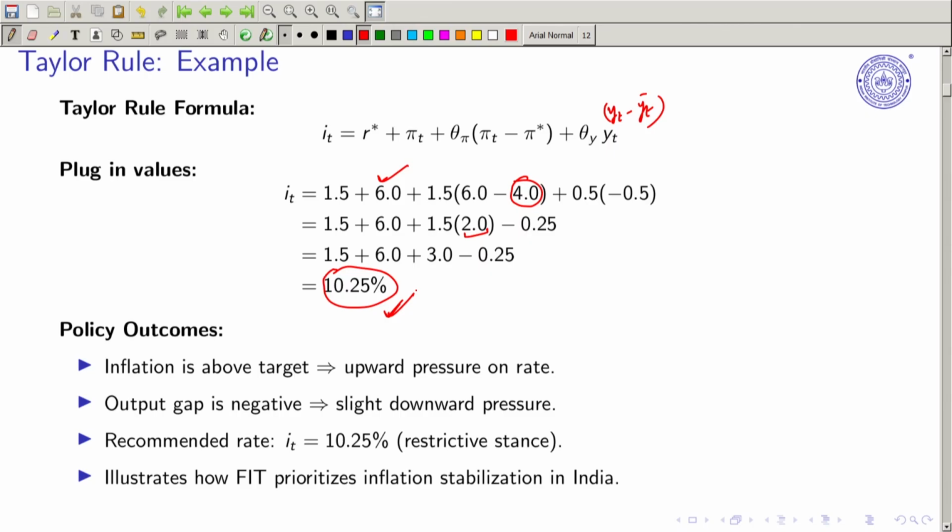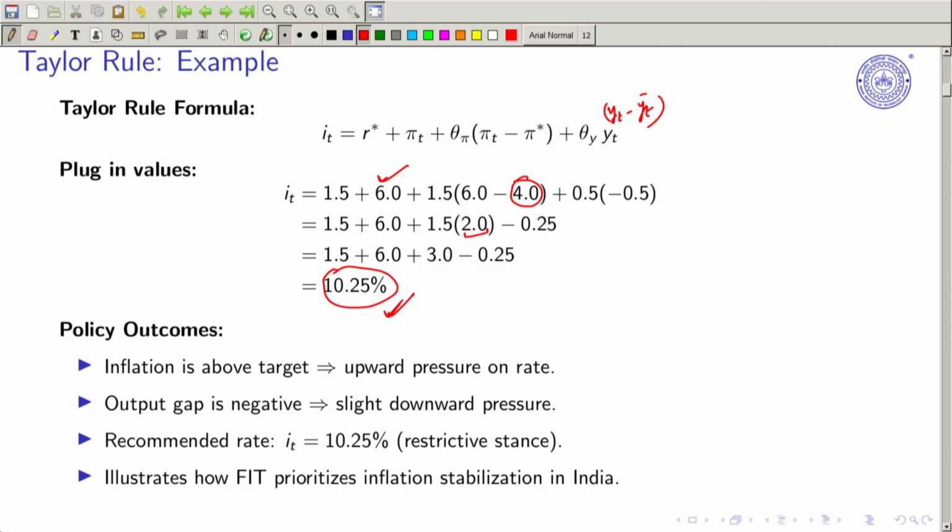So if you are working with any fund management company or any economic think tank, and you have been given the task to look at the nominal interest rate given the inflation gap and the output gap, then we can recommend that if the central bank has a 10% rate of interest as of now, it must take measures by increasing the interest rate by 0.25%. So this is what we can think about.